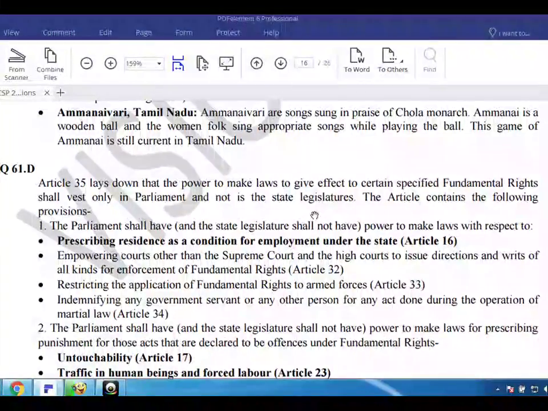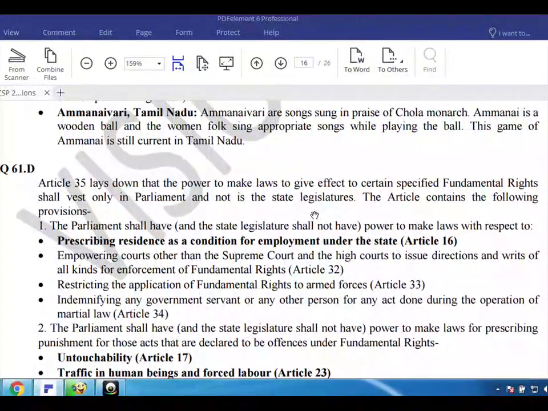Article 16. Empowering courts other than the Supreme Court and the High Courts to issue directions and writs of all kinds for enforcement of fundamental rights. Article 32. Restricting the application of fundamental rights to armed forces. Article 33. Indemnifying any government servant or any other person for any act done during the operation of martial law. Article 34.